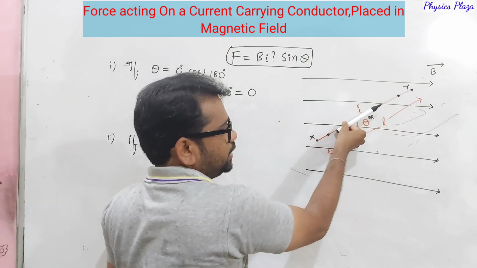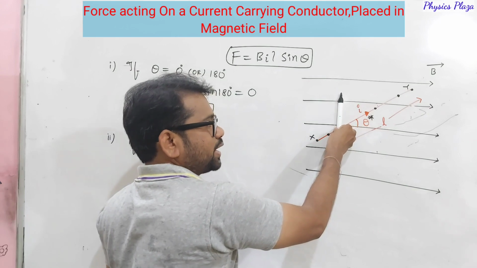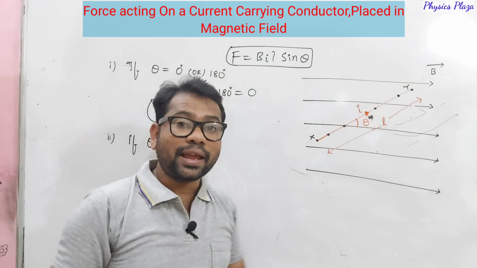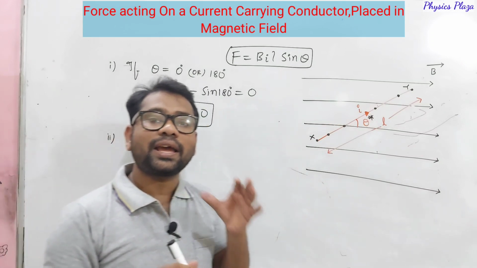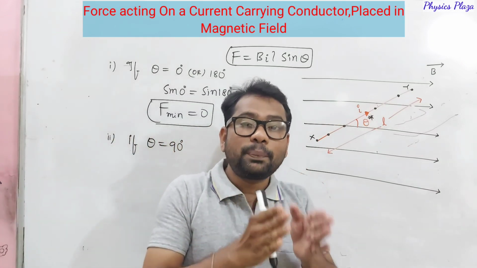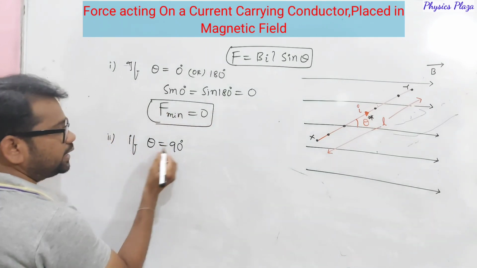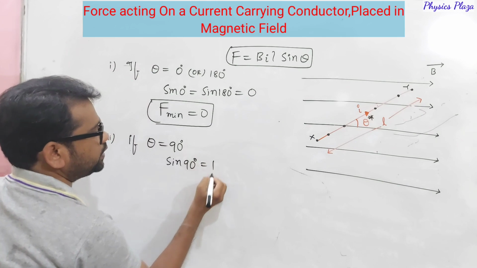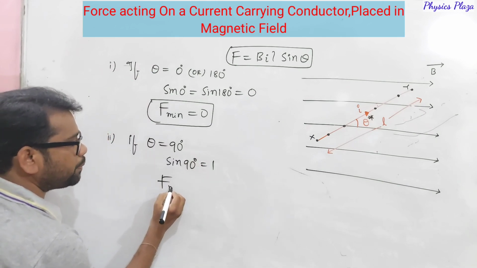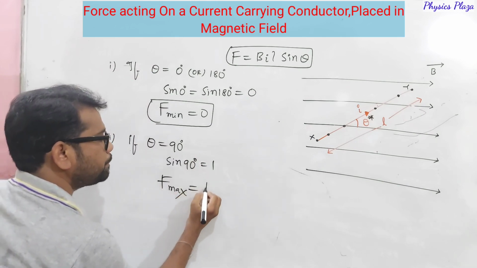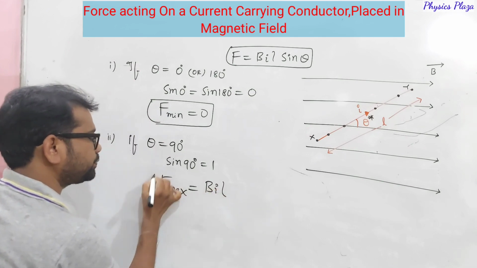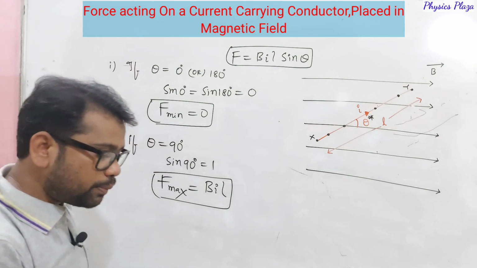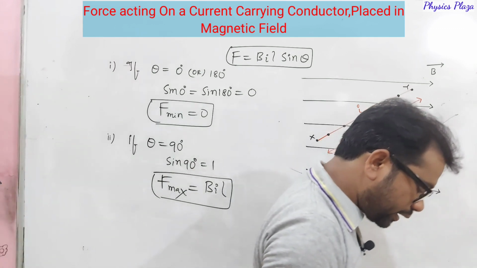This conductor is placed like this. Try to understand, either like this or like this. Then what will be the angle? The angle will be 90 degrees, which means when a current carrying conductor is introduced perpendicular to the magnetic field, theta is equal to 90 degrees, and we know that sine 90 degrees is equal to 1. So the force will become maximum, how much, children? BIL. The force will become maximum. So when the force will be minimum and when it will be maximum is very important, children.